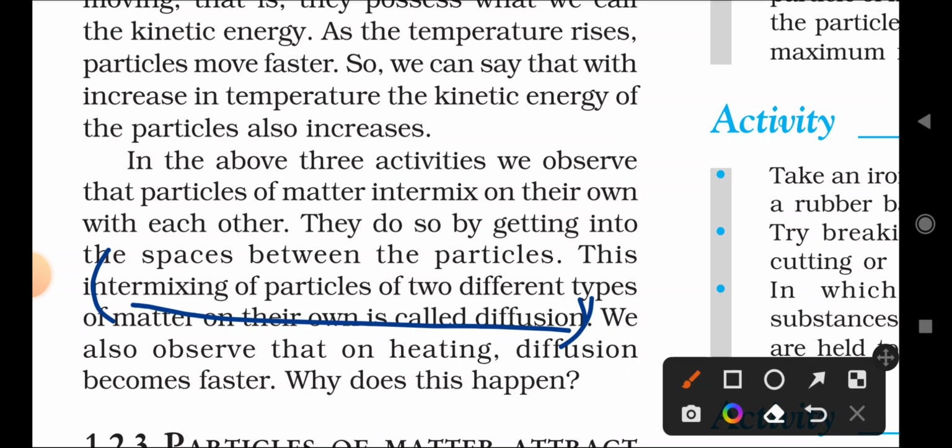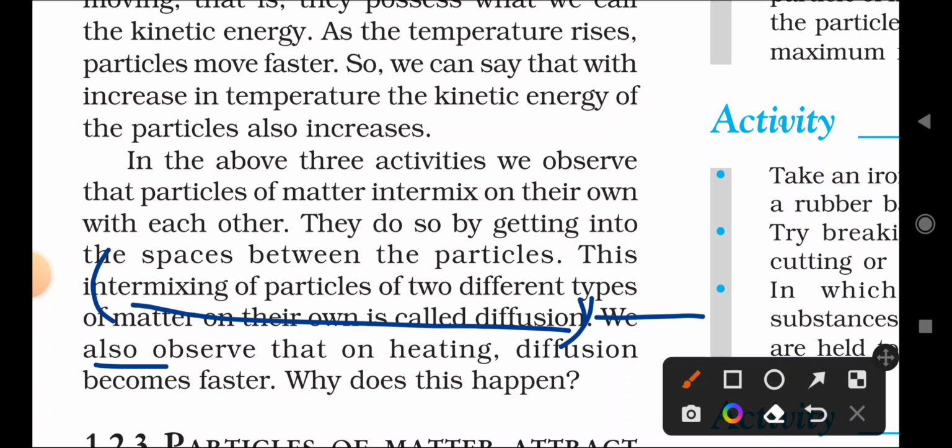For example, sugar plus water, salt plus water, water plus copper sulfate, water plus potassium permanganate, water plus ink, red ink or blue ink, and water plus honey. We can take several kinds of substances. They always have different kinds of matter or different kinds of substances, and they mix on their own. That is called diffusion.